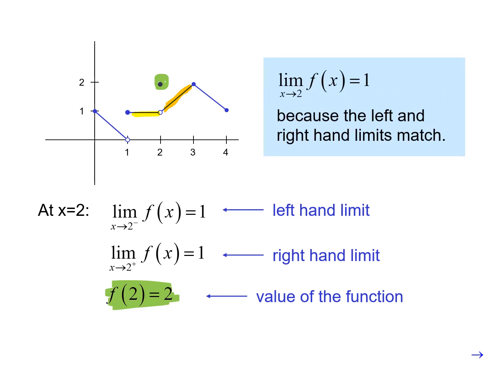And then lastly, the limit does exist because the left and right hand limits are the same. So this time, these are equal. Therefore, we do have a limit as x approaches 2, and it is 1. Even though the value, f of 2, is not 1, it is equal to 2.